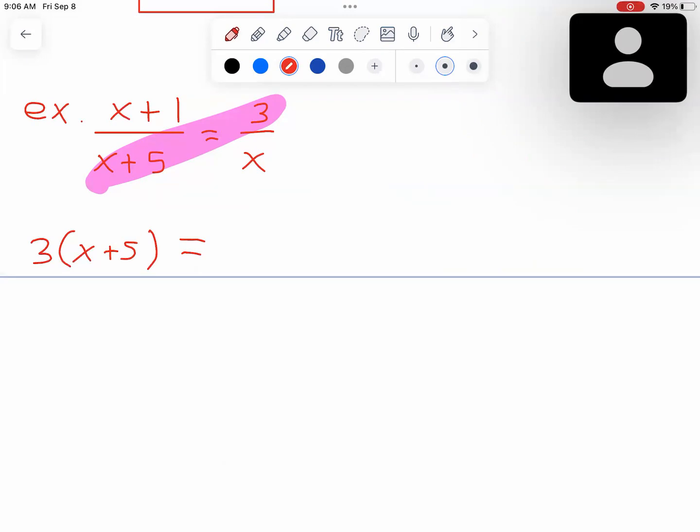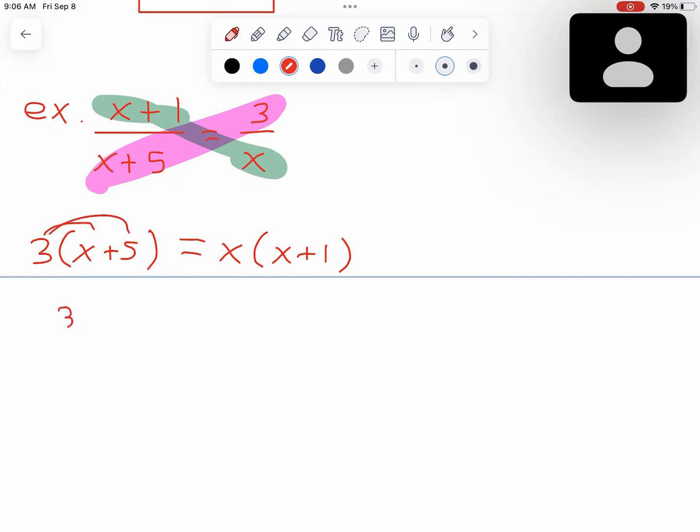Okay, so I cross multiply. And then on the other side, I have x times x plus 1. So our process is still the same. We're just cross multiplying. But when we distribute, I think you'll see something happen here.